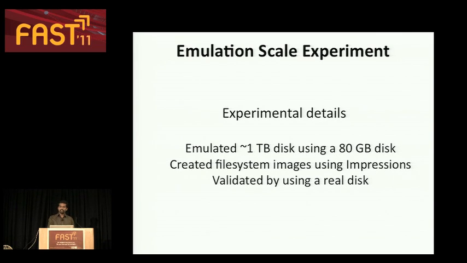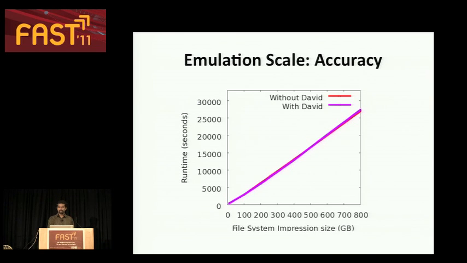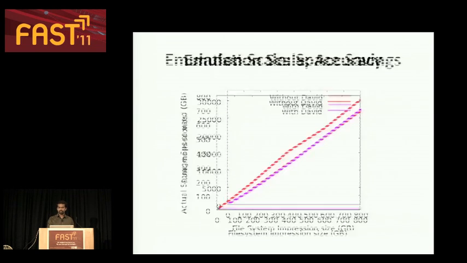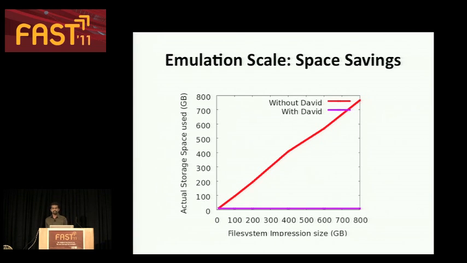For the scale experiment, we emulated a disk of approximately 1 terabyte size using an 80 GB disk, and we created file system images of varying sizes from 10 GB up till 800 GB using the Impressions tool. Again, these results are validated against a real disk. This graph here shows that David is able to accurately emulate large storage devices. The runtimes that are predicted and the actual runtimes match very closely. This graph shows the storage space savings with David, and David is able to emulate up till 800 GB for the Impressions workload with just 10 GB storage space.